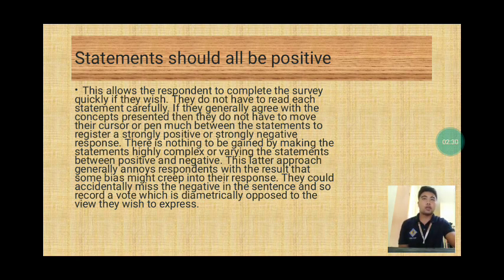There is nothing to be gained by making the statements highly complex or mixing the statements between positive and negative. This latter approach generally annoys respondents with the result that some bias might creep into the response. They could accidentally miss the negative in the sentence and so record a vote which is diametrically opposed to the view they wish to express.